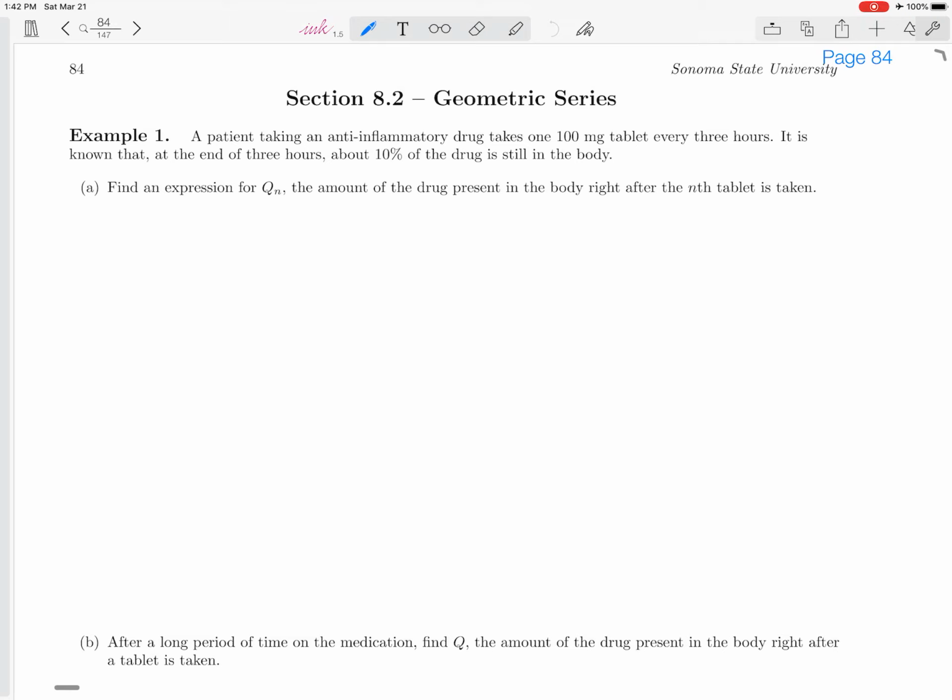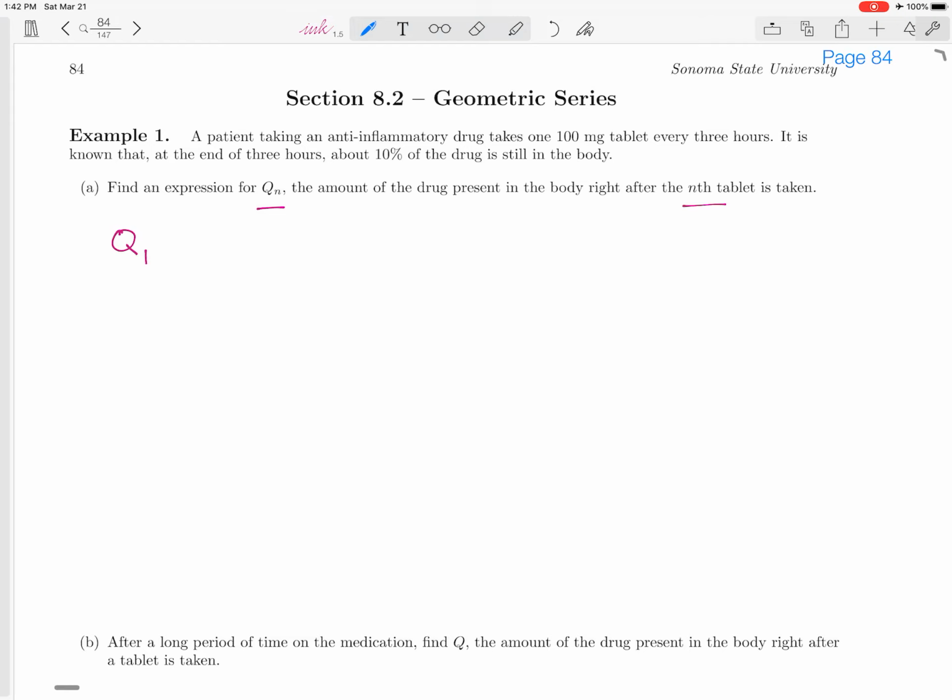We would like to know how much of the drug is going to be in the body after we are taking the first tablet, the second tablet, the third tablet, the fourth tablet, and so on. So in general, we want to find an expression Qn for the amount of the drug present in the body right after the nth tablet has been taken. Okay, let's investigate this question.